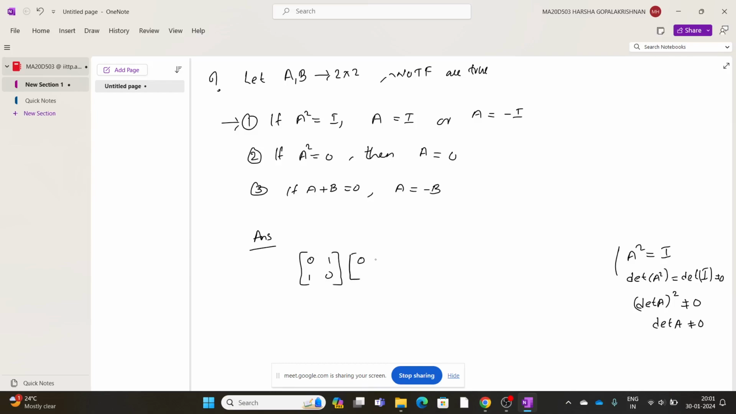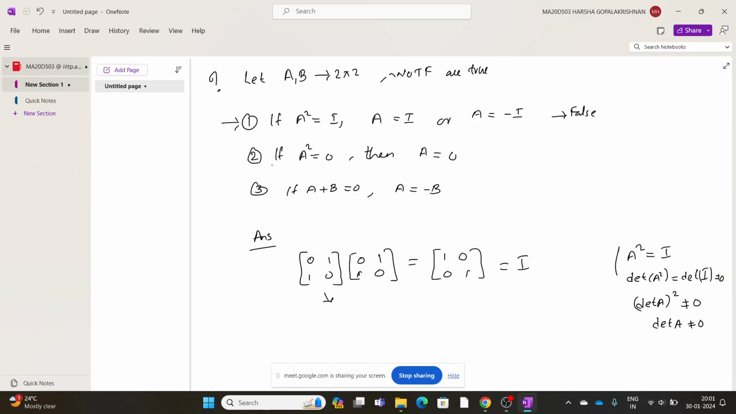This is my A, so 0 1 1 0. If I am multiplying this row with this column, what is the value? The first entry is 1, then the next entry is 0, next is 0, and next is 1. And we got identity, but A is not identity, correct? So this is a counter example. So statement 1 is false.